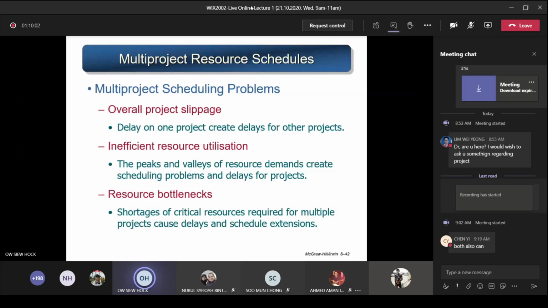So first, we look at the problems. This will result in overall project slippage. Project A requires resource A, and project B also requires resource A. So which project will be given the resource to fulfill its needs? Both are fighting over the same resource. That means one of the projects is going to slip, because you don't get the resource to use and you will delay your project. That's the problem caused by multi-project scheduling. A delay on one project will create delays for other projects.